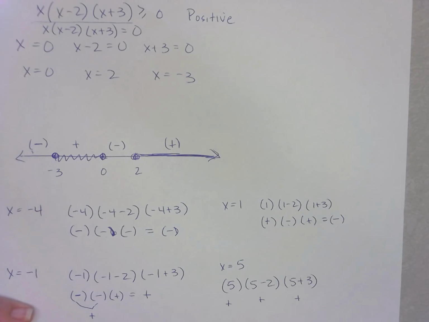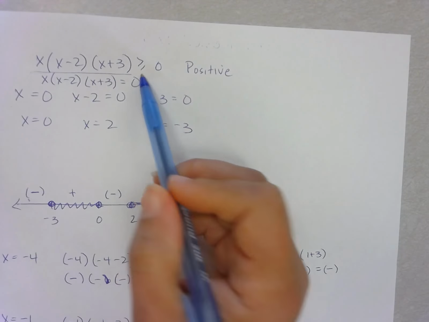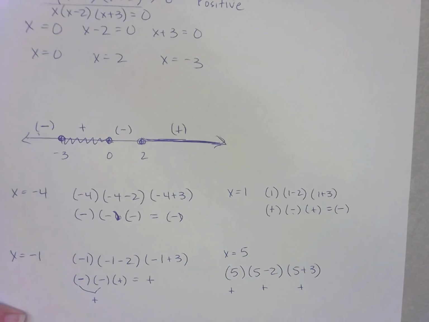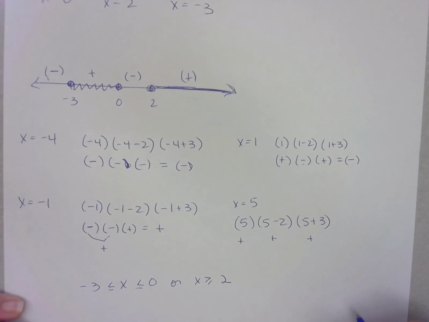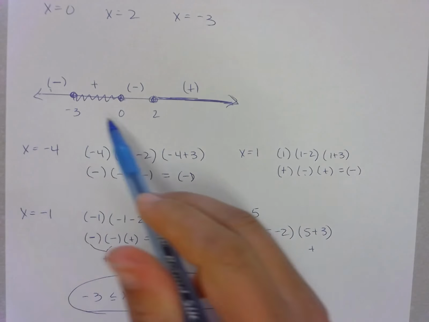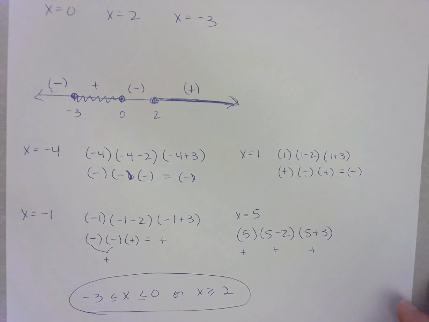And so I can write this as two inequalities, right? x can be between negative 3 and 0, with an equal to sign because of this symbol up here, or x is greater than or equal to 2. And those are my solutions. So the more zeros that I have, the more intervals that I have to test. All right, so if you have any questions about inequalities or if you want more examples, please refer to your P2 section.